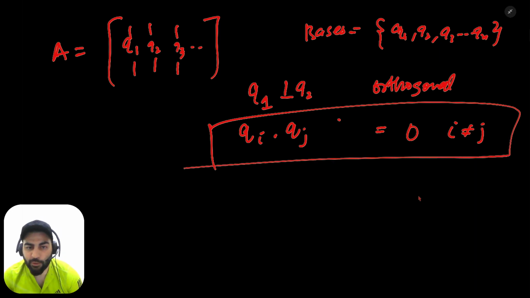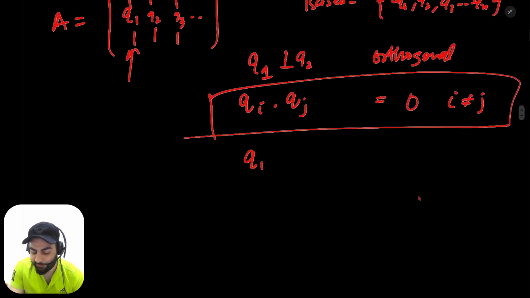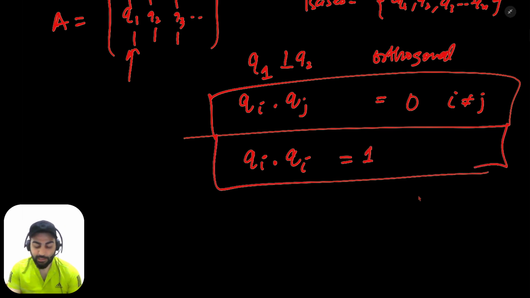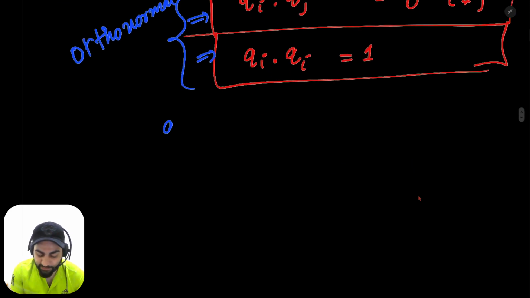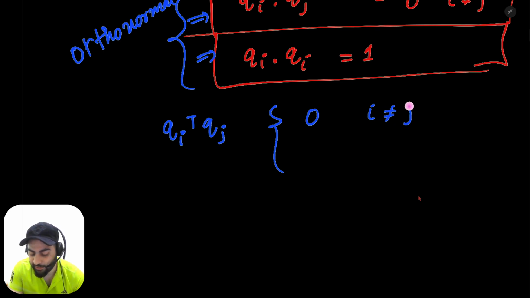So what is the meaning of normal now? Normal basically means the column is a unit vector. What is the meaning of a unit vector? It means if you take the dot product with itself, it will be equal to 1. This is called orthogonal and this is called normal. Both of these properties together are called orthonormal. Is the definition clear? This basically means qi transpose qj is 0 in case i is not equal to j, and is equal to 1 in case i is equal to j. That's the meaning of orthonormal.